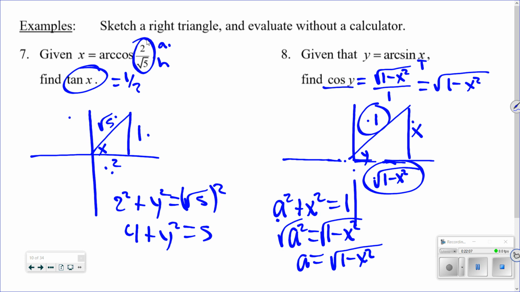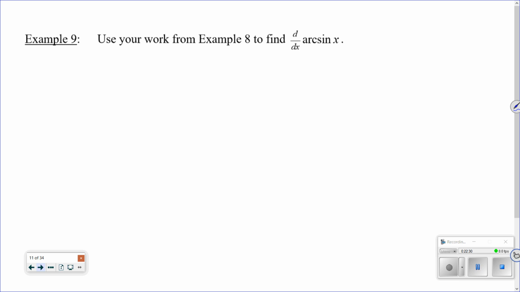But the only thing we're going to use it for is we're going to go back and find the derivative of the arc sine, and we're going to use that fact that the cosine of y equals the square root of 1 minus x squared to help us find that derivative. Okay, so let me show you that. So the next example says, now we're getting to the actual calculus stuff. It says, what is the derivative of the arc sine?